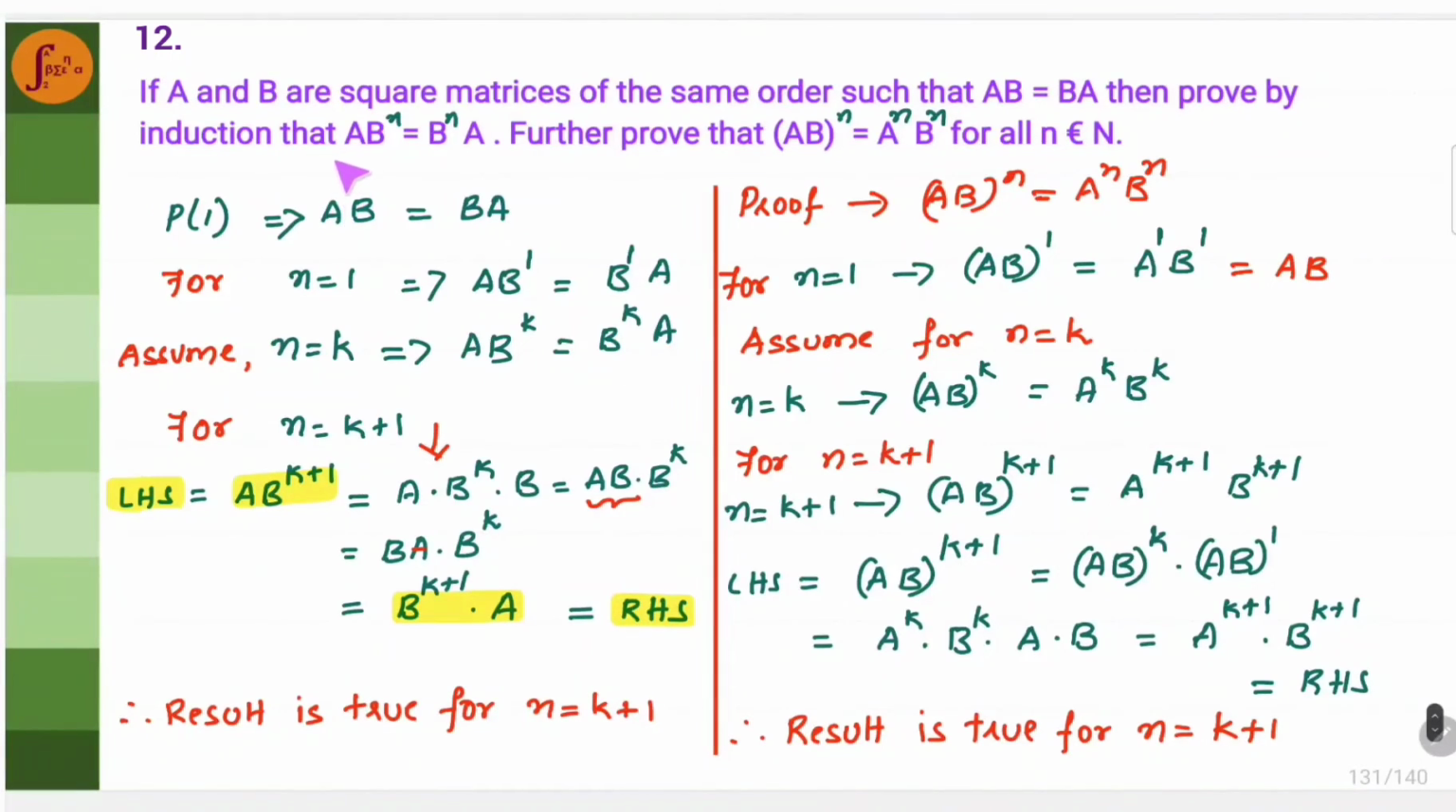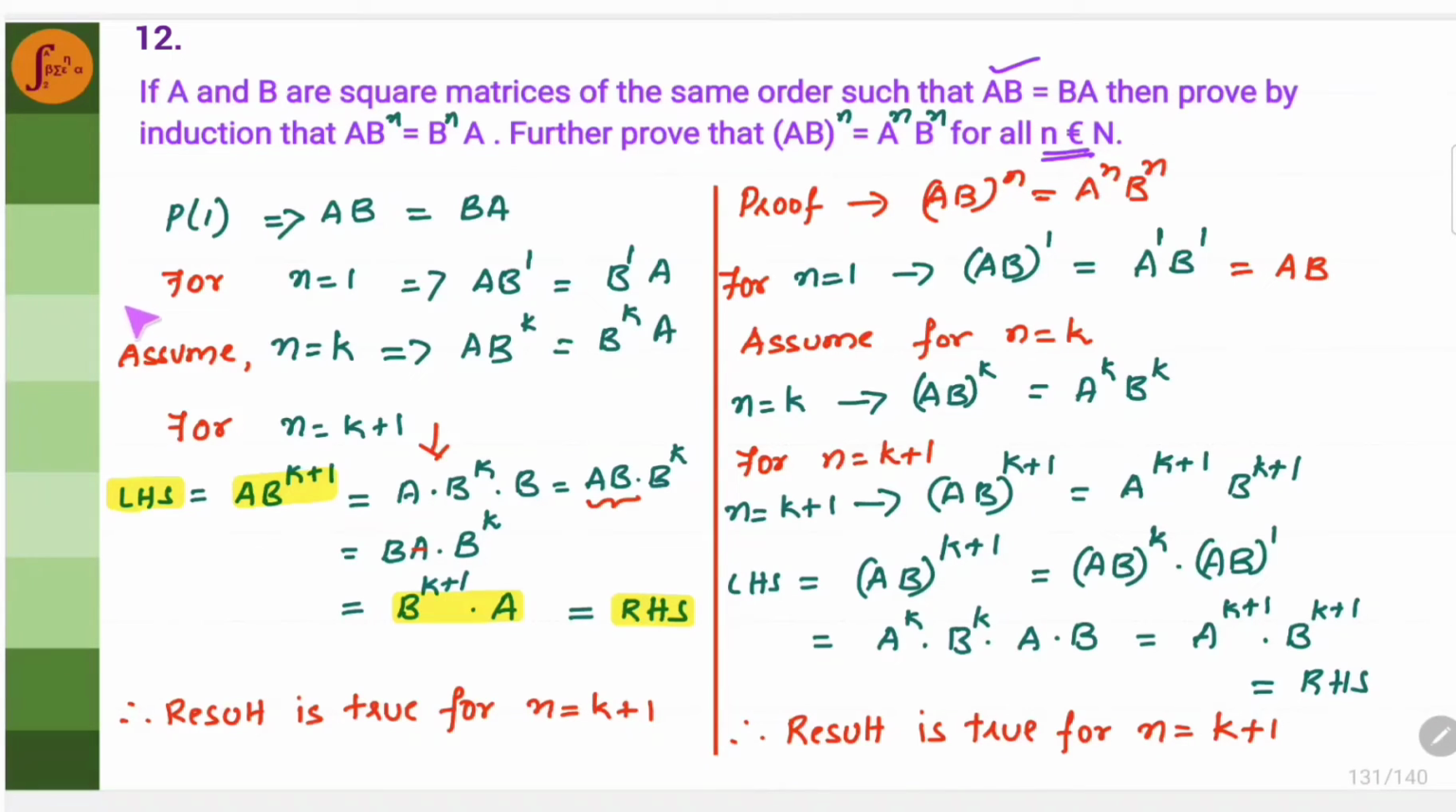Another example here, to prove by mathematical induction. If A and B are square matrices of the same order such that AB is equal to BA, then prove by induction that AB to the power n is equal to B to the power n into A. Further, prove that (AB) to the power n is equal to A to the power n into B to the power n for all n belonging to natural numbers.